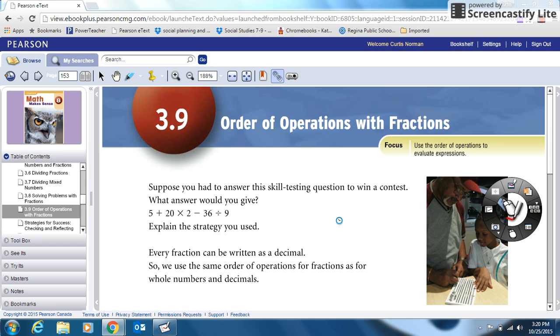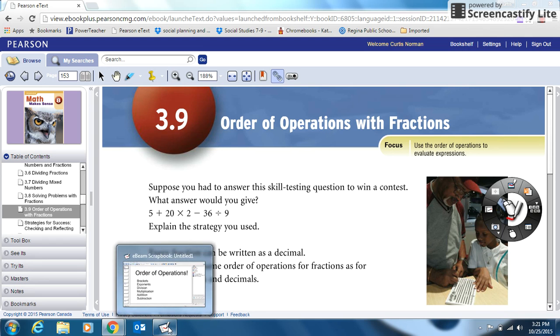Today we're going to be working on lesson 3.9, order of operations with fractions. Now, I know we've already done order of operations earlier in this unit, and the only difference with this lesson compared to that other one is the word fractions here. Makes it a little more difficult, but not impossible. We just got to be detailed in our work and let's have some fun with it.